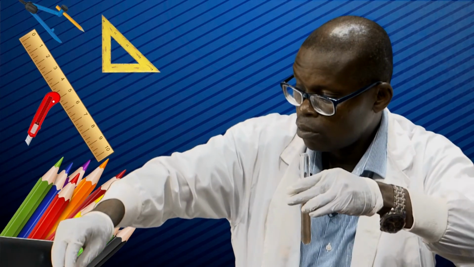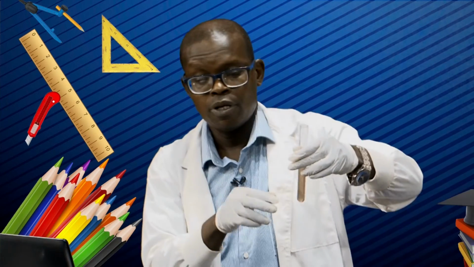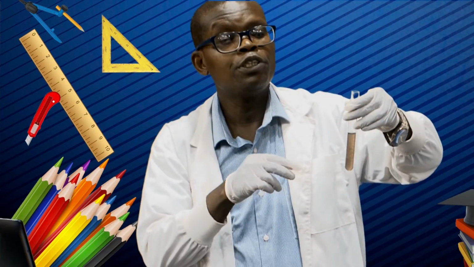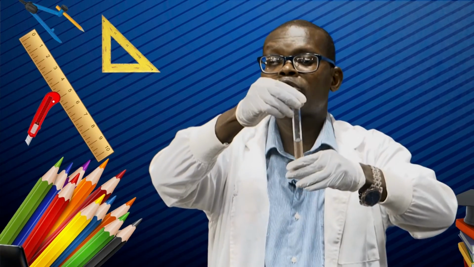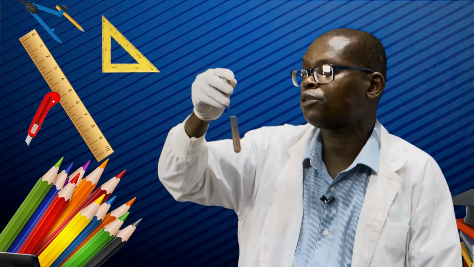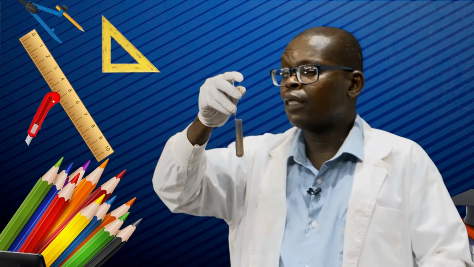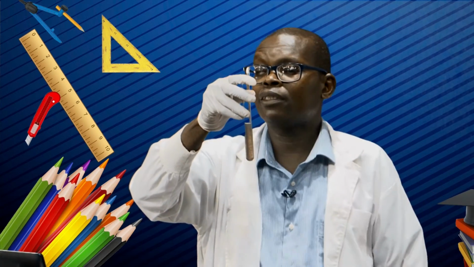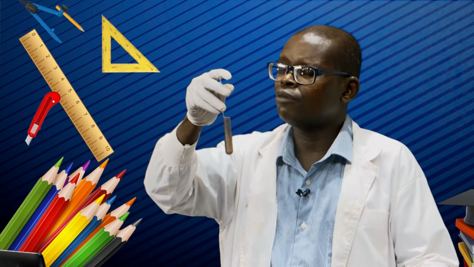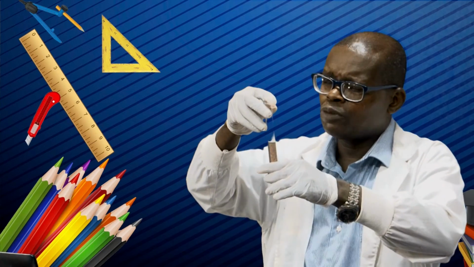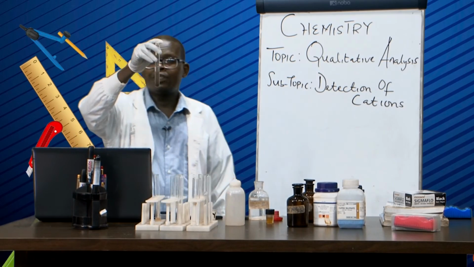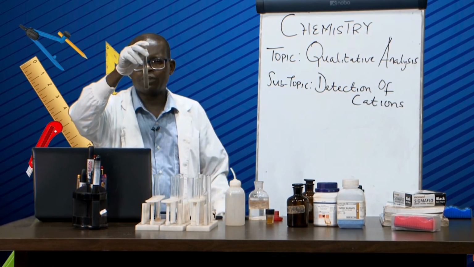So, how do you write it now? In this case, this is letter G. G plus sodium hydroxide solution in drops. You have green gelatinous precipitate. You see it on the board. And by the time you add it in excess, what do you have? The green gelatinous precipitate remains insoluble. It does not dissolve. This is dirty green gelatinous precipitate.